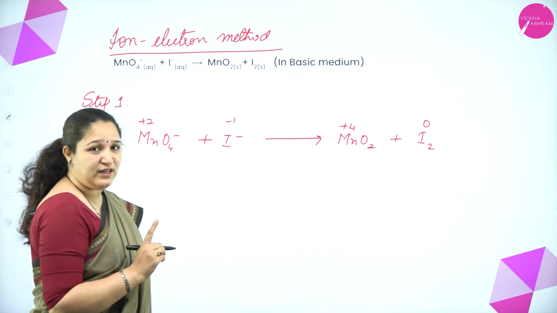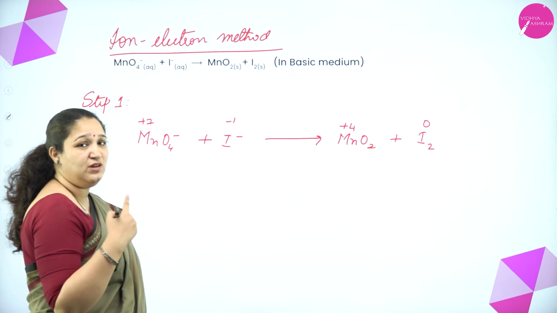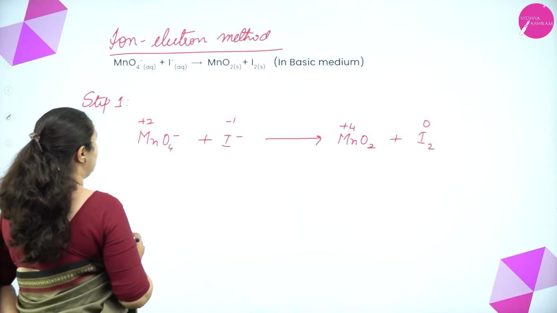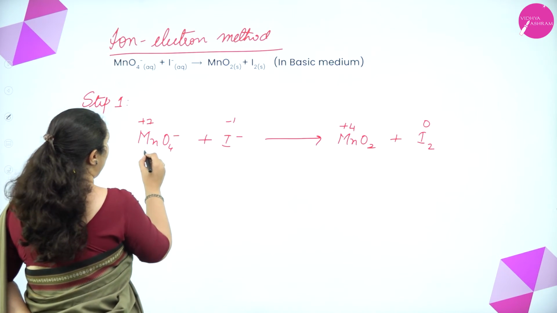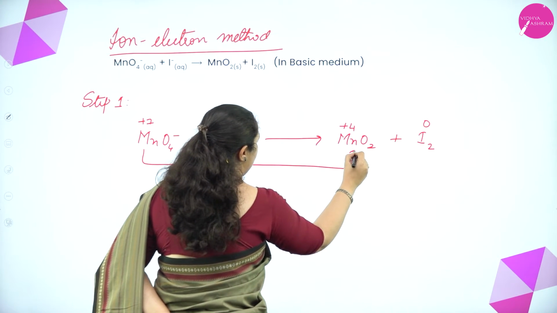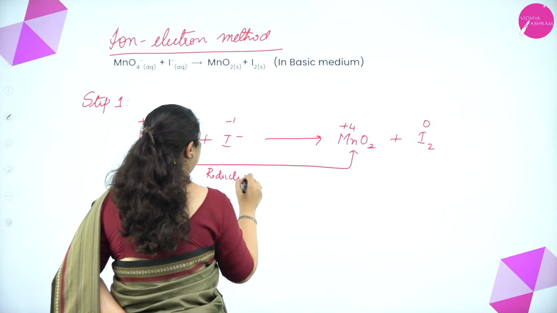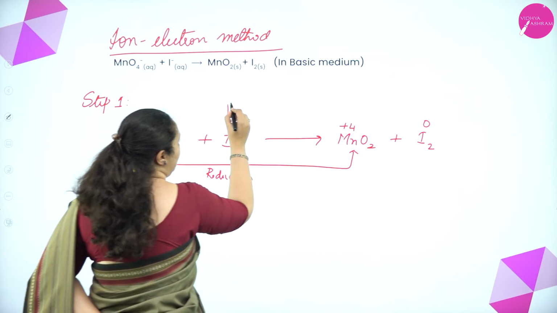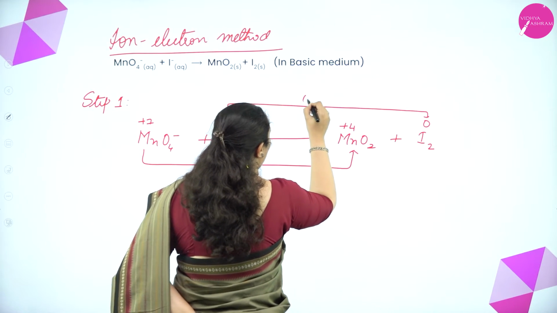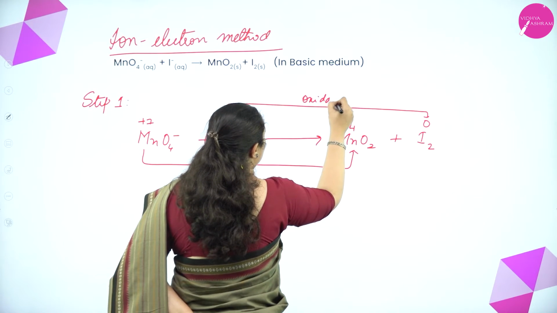Now I have to identify which is undergoing oxidation, which is undergoing reduction. So plus 7 to plus 4, it is reduction reaction, and minus 1 to 0 is oxidation reaction.